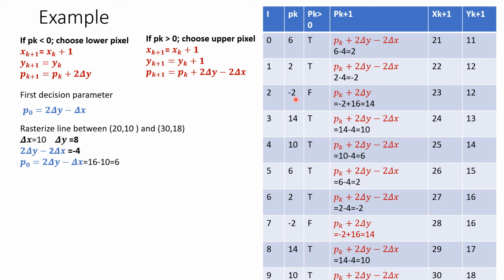However, for the current negative value, since we have a decision parameter of minus 2, we'll choose a lower pixel, and hence once we choose a lower pixel, the value of y will remain the same. So 12 is copied as it is, and the value of x is incremented by 1. In the entire iteration, you see the value of x is always incremented by 1. We are only taking decisions on the y values. So 14 is carried to the next decision parameter. 14, positive, yes.